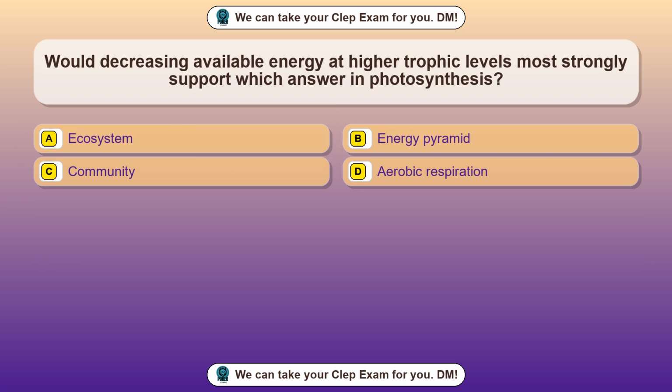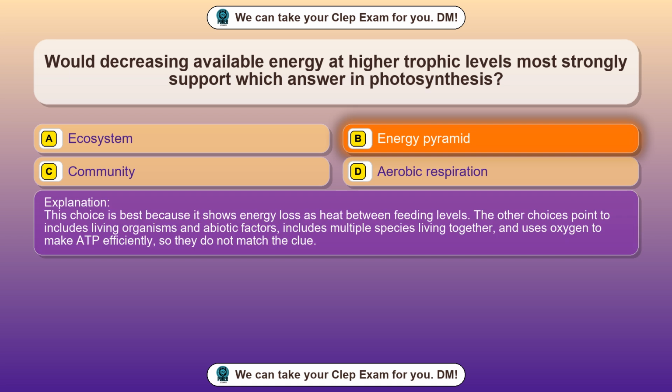Question 56. Would decreasing available energy at higher trophic levels most strongly support which answer in photosynthesis? Option A, ecosystem. Option B, energy pyramid. Option C, community. Option D, aerobic respiration. The correct answer is option B, energy pyramid. This choice is best because it shows energy loss as heat between feeding levels. The other choices point to includes living organisms and abiotic factors, includes multiple species living together, and uses oxygen to make ADP efficiently, so they do not match the clue.